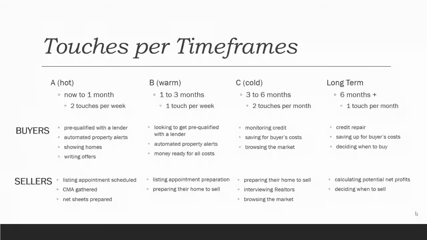An A seller, you have their listing appointment scheduled, which means you've gathered the CMA, the comparative market analysis, and have a good idea of what today's market shows via all the data, what you should list their home for. You also have a net sheet prepared to show them their net profits based on whatever they decide to price their home at from the data that you show them. In your listing appointment, you're also going to cover all of your marketing strategies. You'll go over all your documentation with them and get them to sign that listing agreement with you.